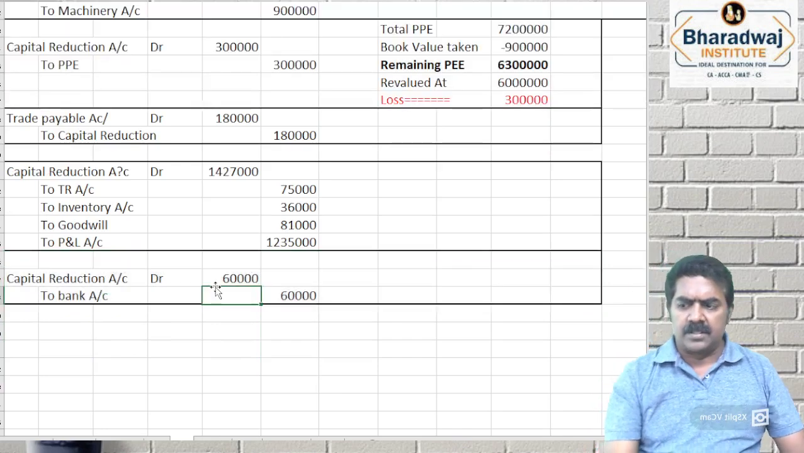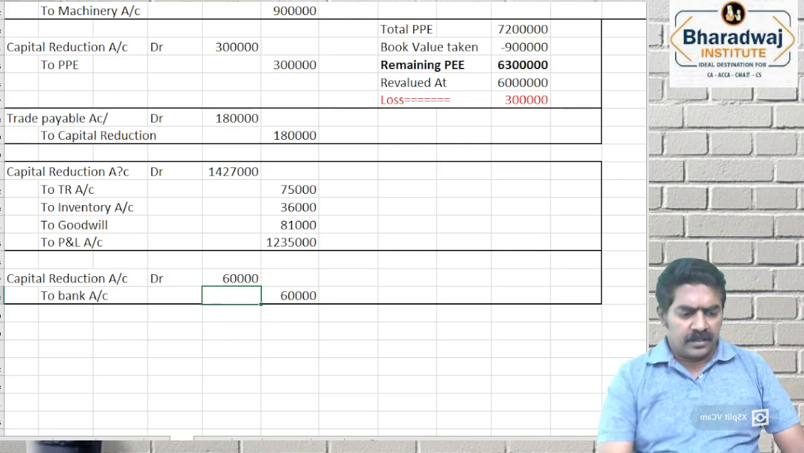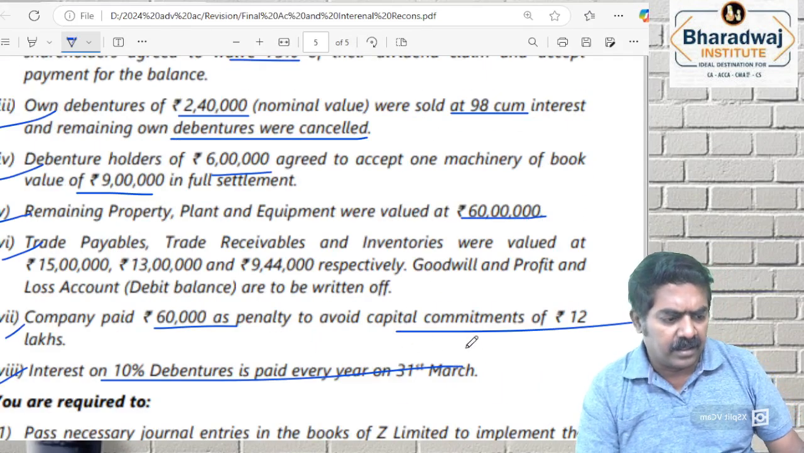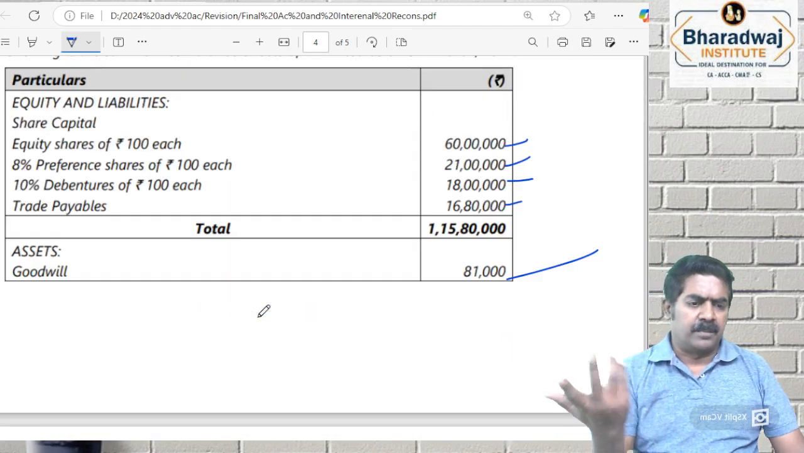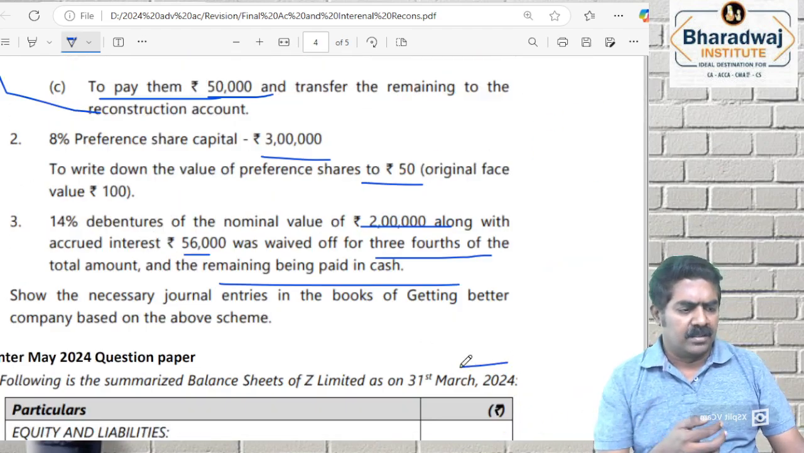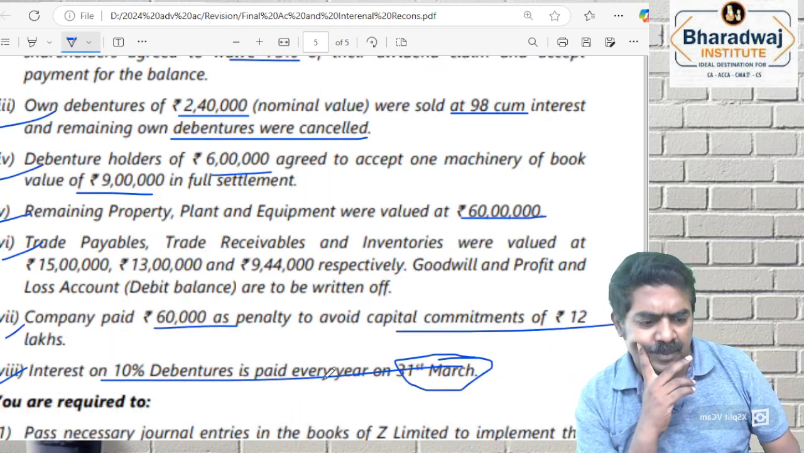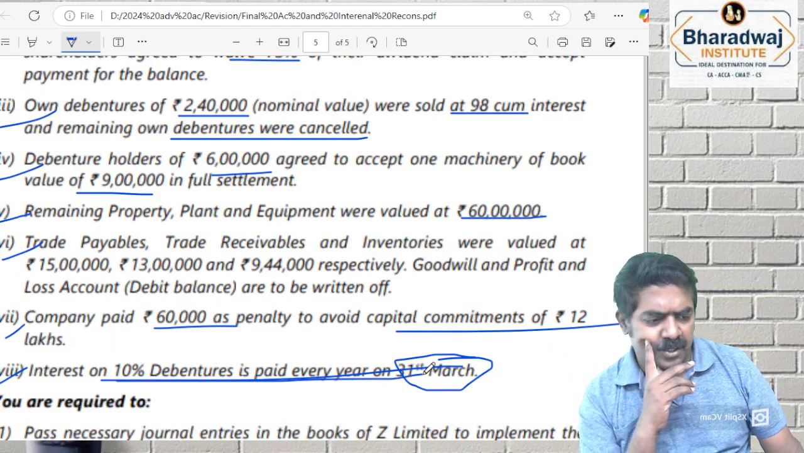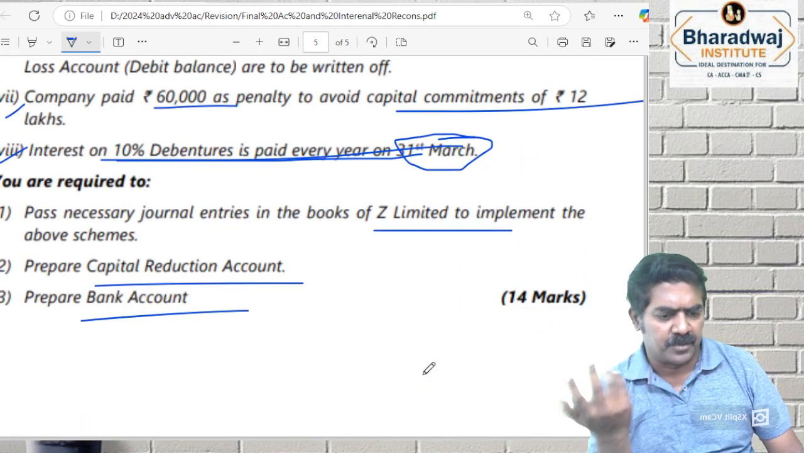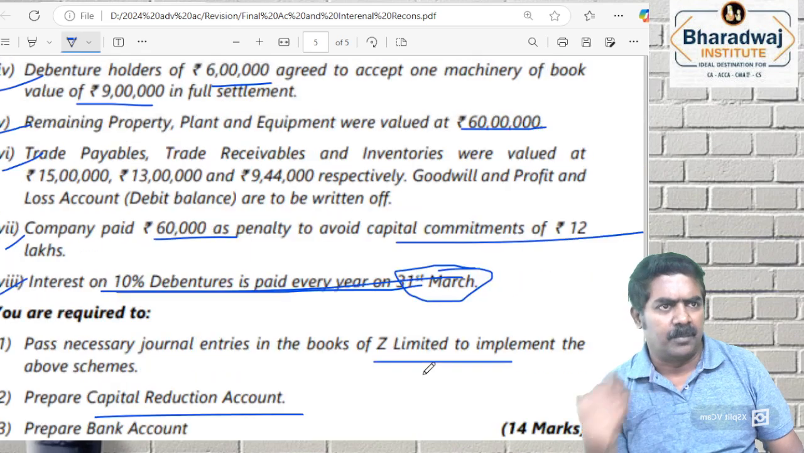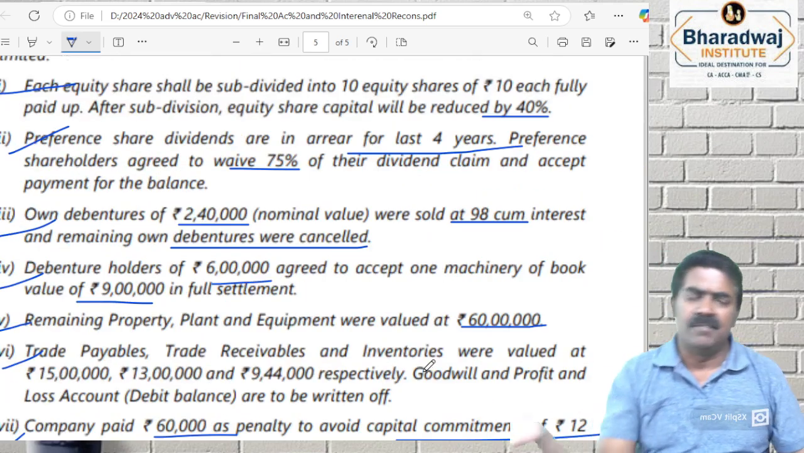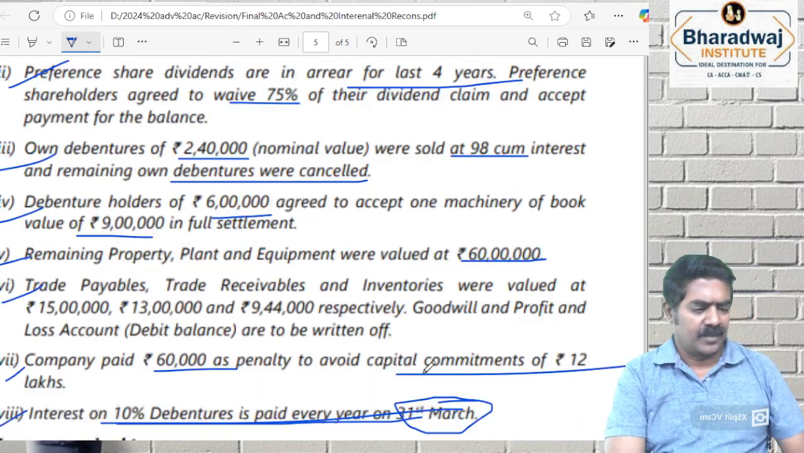Interest on debentures எப்ப பே பண்றோம்னு சொல்லிருக்காங்க? Paid on 31st March every year கொடுத்திருக்காங்க. அது பே பண்றாங்களா எதுவுமே சொல்லல. We are not bothered about it. Every 31st March pay பண்றோம்னு சொல்லிருக்காங்க. We do not know whether we have to pay or not. அப்படி பே பண்ணாலும் debenture interest to bank, we will charge it in P&L account.